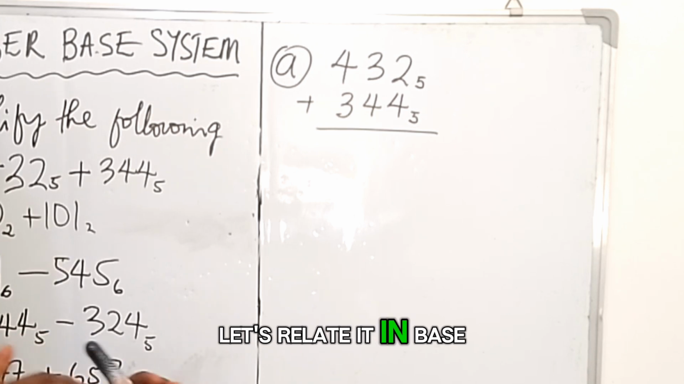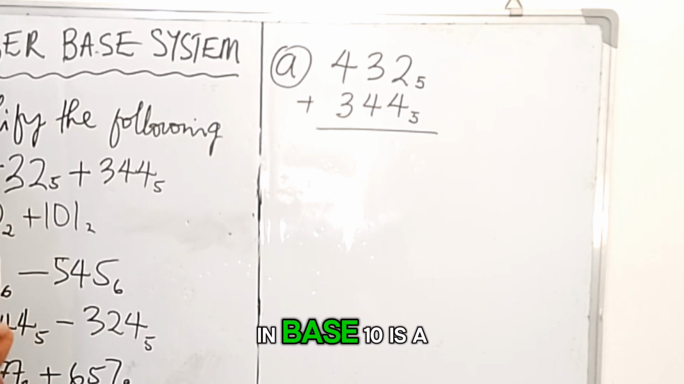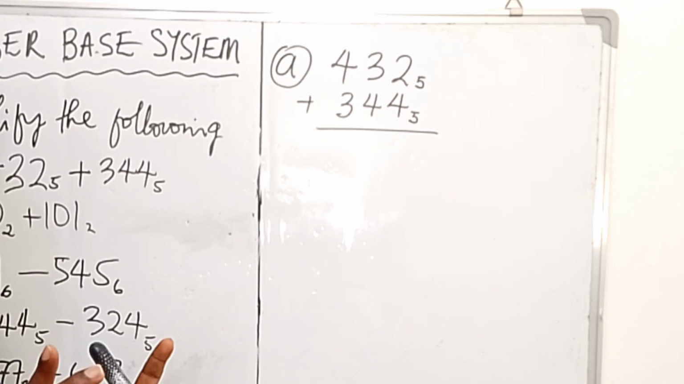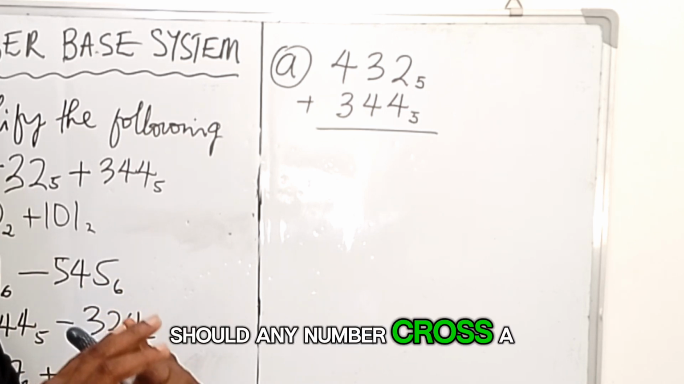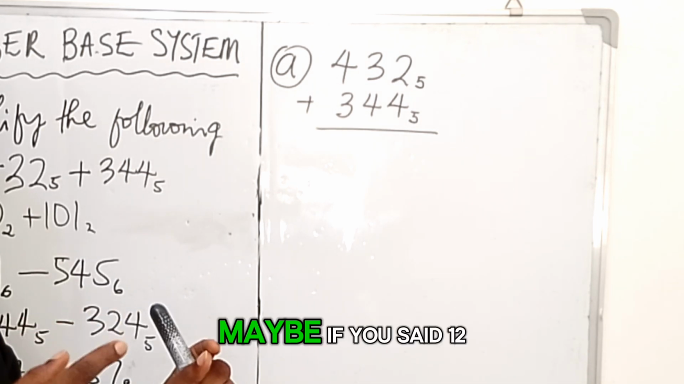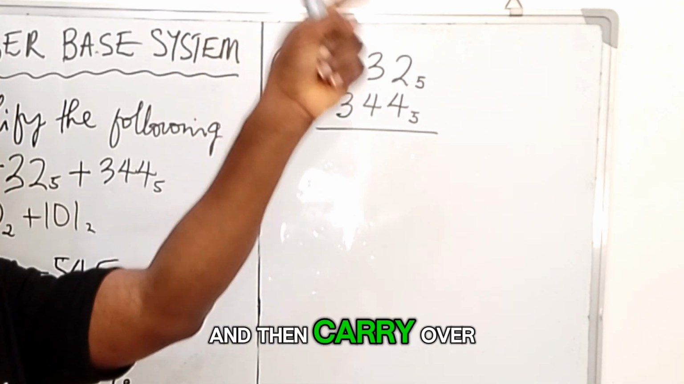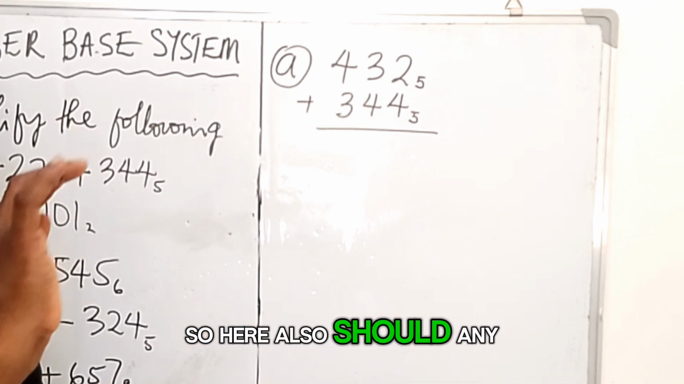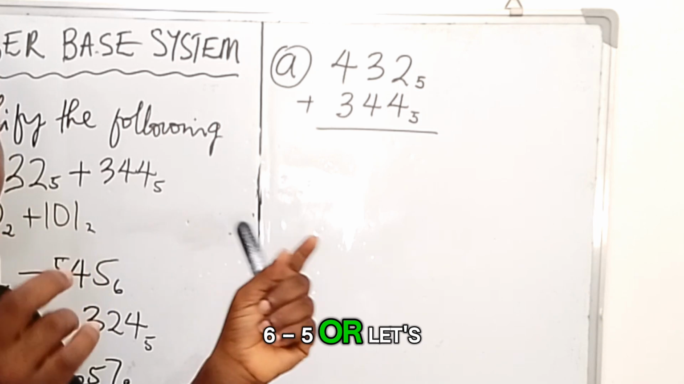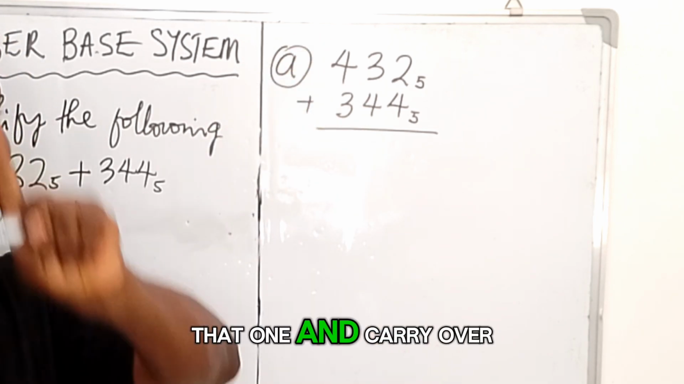Let's relate it. In base 10 that I did earlier, the highest notation or number in base 10 is a 9. Should any number cross a 10 in your base 10 counting system, you would tend to subtract 10 from it. Maybe if it's a 12, you will say 12 minus 10, that's 2. You will drop that remainder and then carry over. So here also, should any addition cross 5, you would say, let's use a 6, 6 minus 5, that will be a what? A 1. You will drop that 1 and carry over.